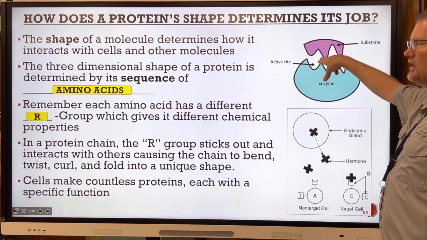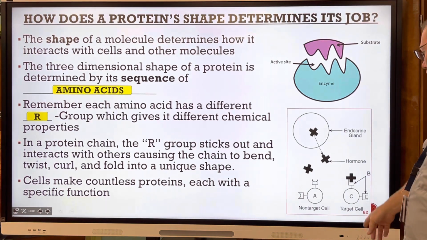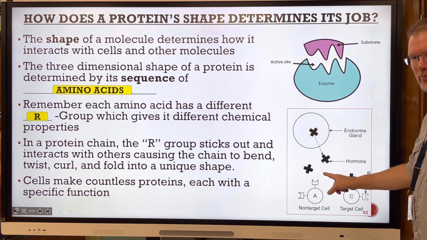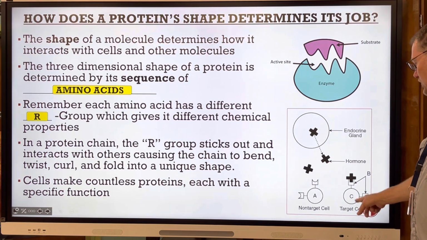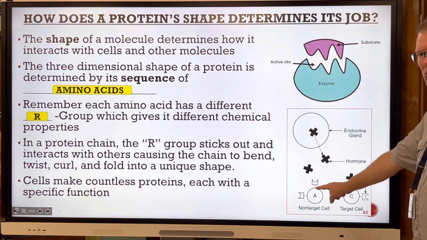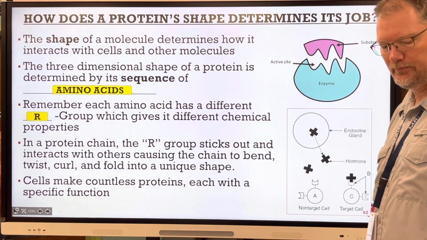Like a lock and a key. If they don't fit, then they don't go together. This one is going to make a hormone, which is a protein that only fits to the target cell. It will not fit to a non-target cell. So it's all about shape. And of course, this is simplified so that you can visualize it.